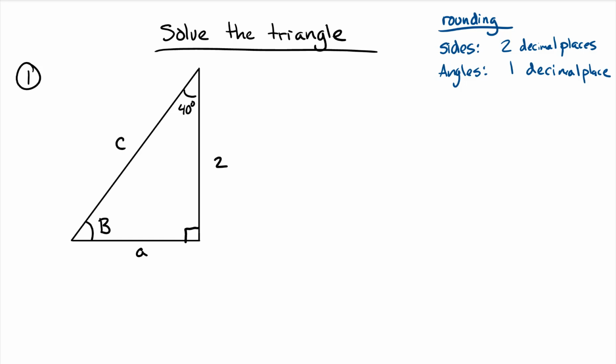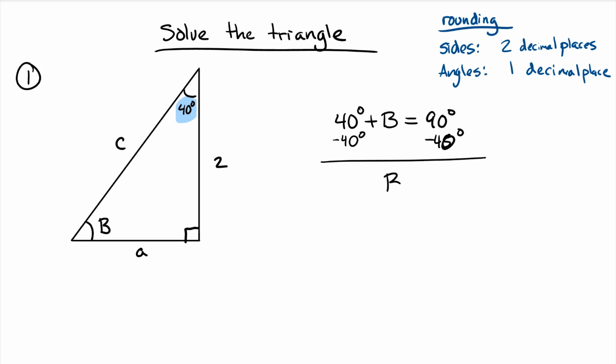Well, I'm going to tell you right now, if you're ever given an angle, well, shoot, you can go get the other angle, because we know that this angle 40 degrees plus b has to equal 90. So 40 degrees plus angle b is equal to 90 degrees. So we subtract our 40 over, and we get that b is equal to 50 degrees.